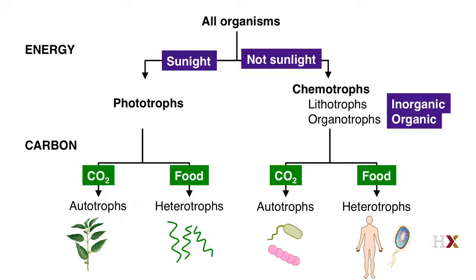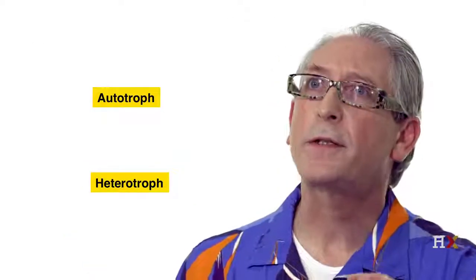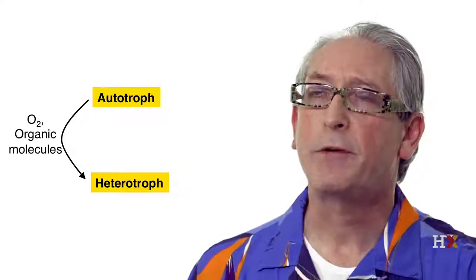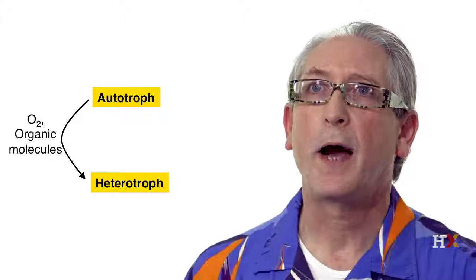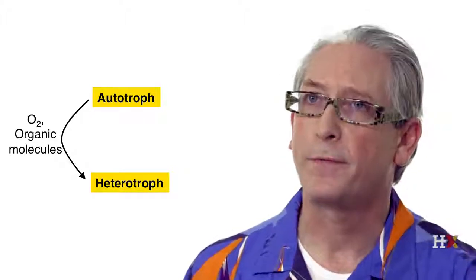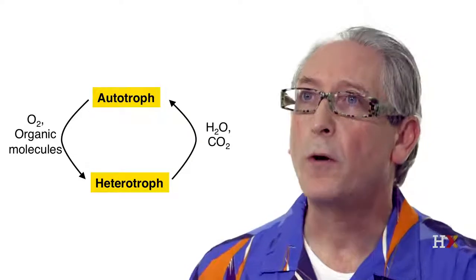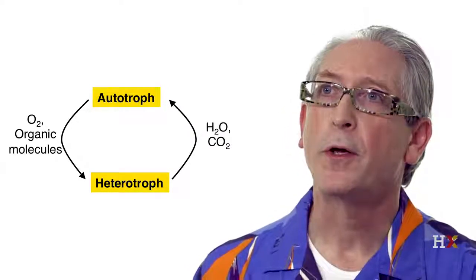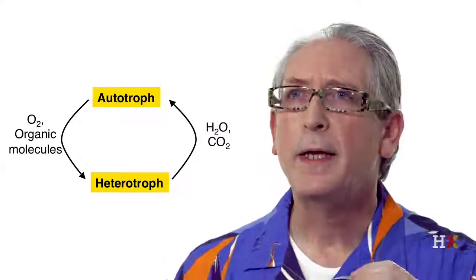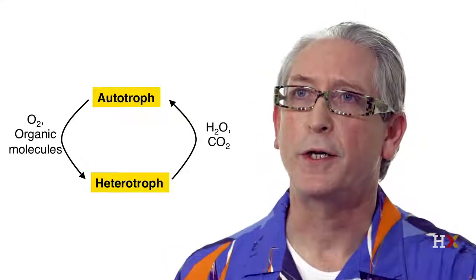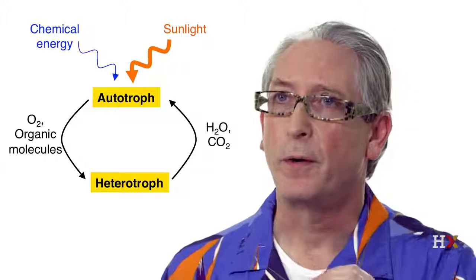As I said earlier, life involves a constant flow of matter and energy among living organisms. The flow of matter is cyclical. Autotrophs such as plants generate organic molecules and oxygen that will be used by heterotrophs. In turn, heterotrophs produce water and carbon dioxide used by autotrophs. In contrast, the flow of energy is irreversible.